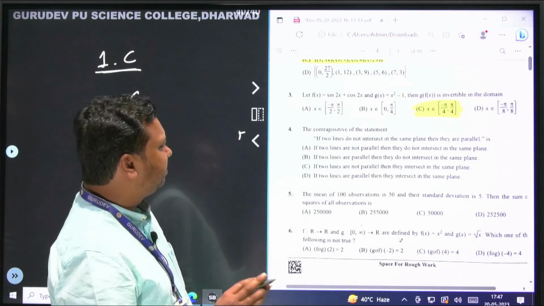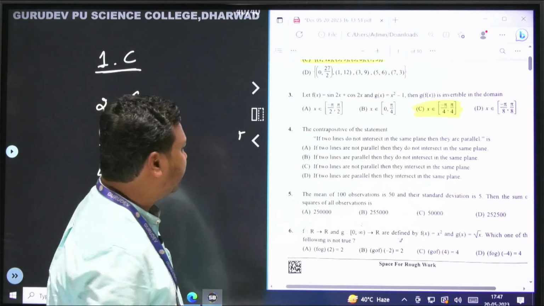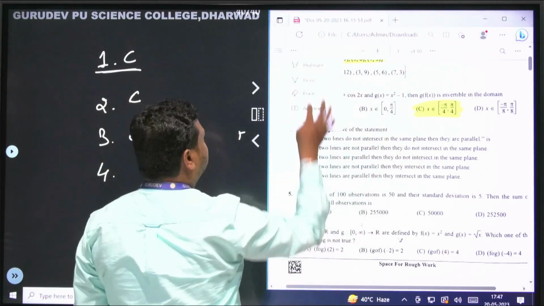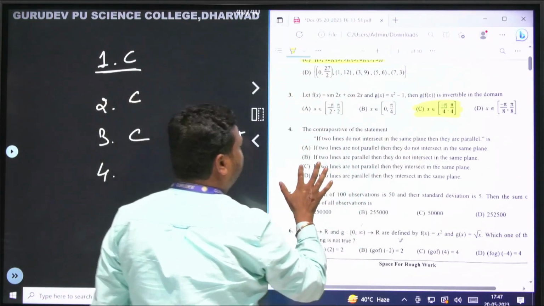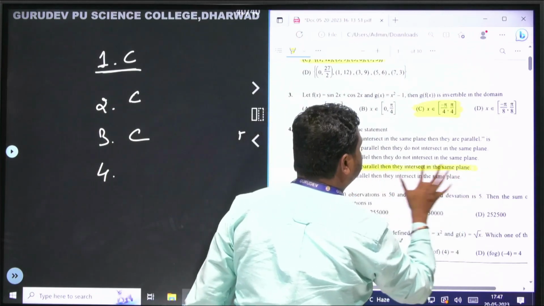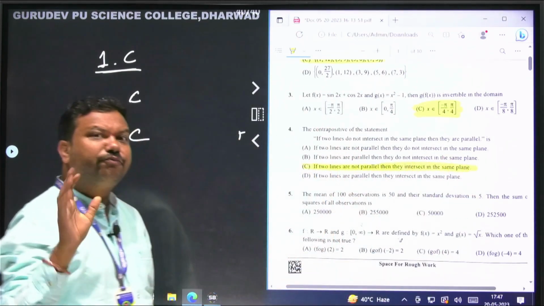That they are in the same plane. So they intersect in the same plane. So once again, I am choosing the right answer in this case as option C. Option C is the right answer for the fourth question.